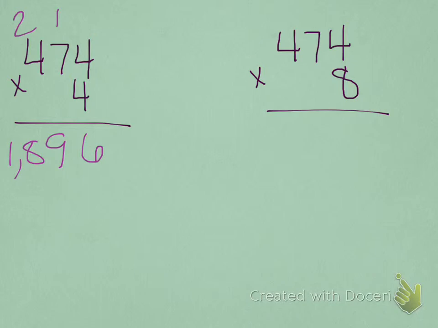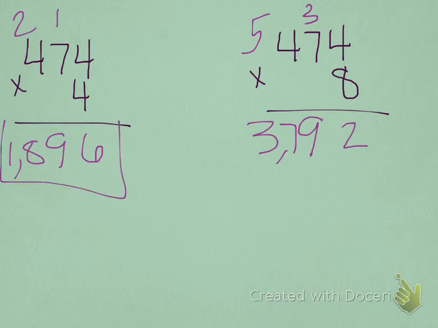Then we have 474 times 8. You can solve it, which is the first way to do it. So 8 times 4 is 32, carry the 3. 8 times 7 is 56, plus 3 is 59. Again, 8 times 4 is 32, plus 5 is 37, so 3,792. Another way to do it is we have 4 and we have 8. Since 4 times 2 is 8, we could take this answer right here and times it by 2, or we could add 1,896 plus 1,896, and you would get the same answer, which is 3,792.